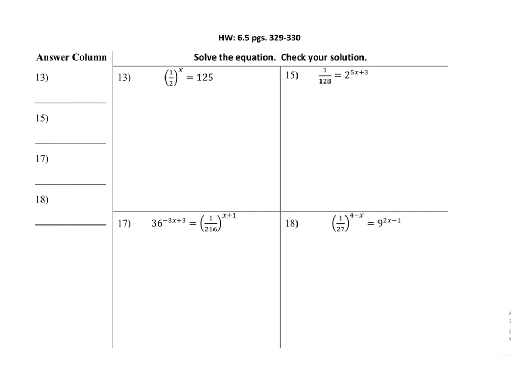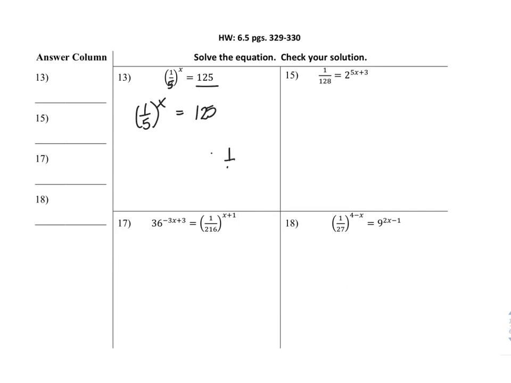So I don't know if you guys saw it on the board, but there is a mistake on number 13 on your homework. So you can't solve this problem when it has 1/2 and 1/25. So that 1/2 is supposed to be 1/5. So the problem should read 1/5 to the x is equal to 125.